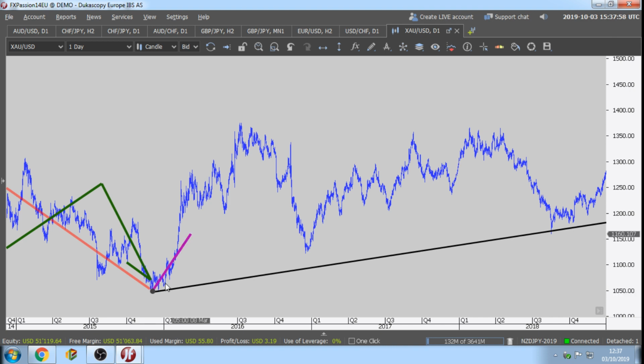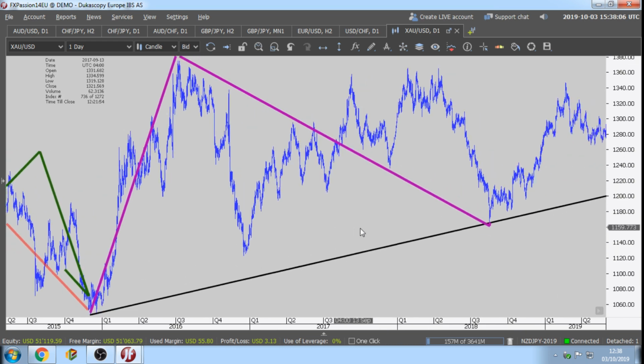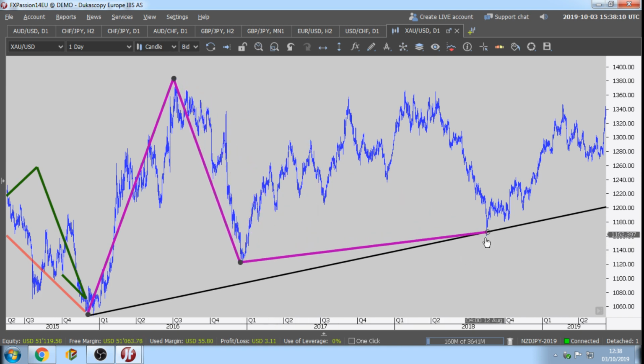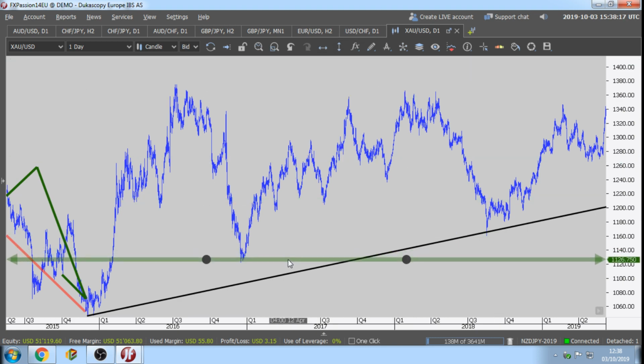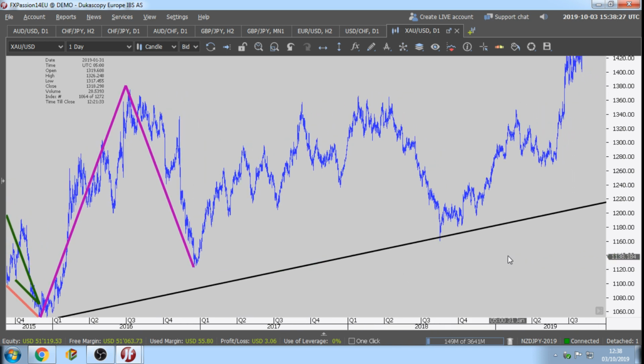So market wave, extension, retracement. Let me see if this is the lower low. Is this the lower low? No, this is. So extension, let me check. Horizontal line. Oh yes, okay. So extension, retracement. We're going to delete this.